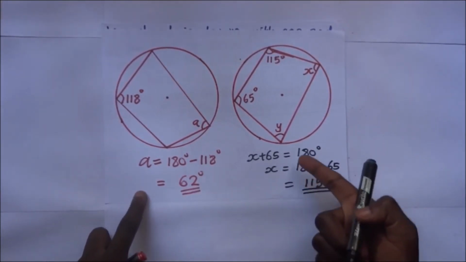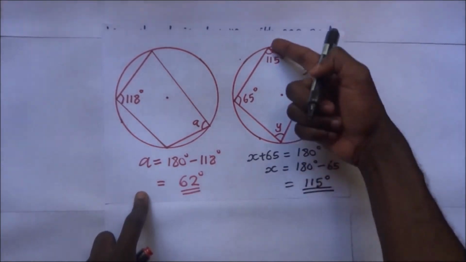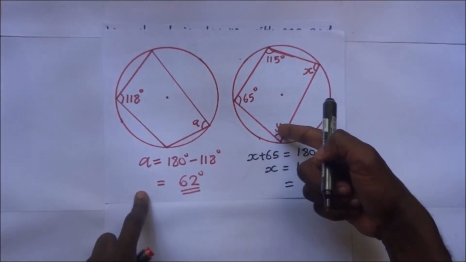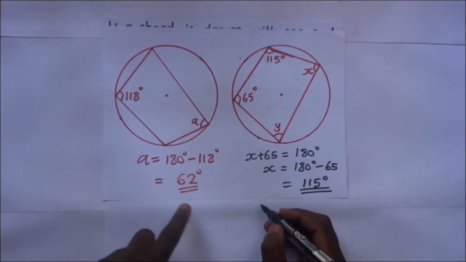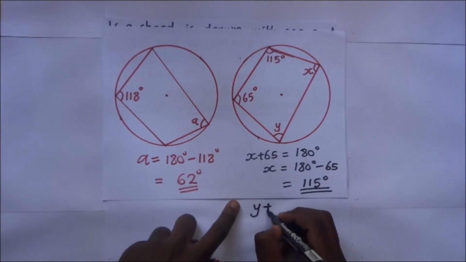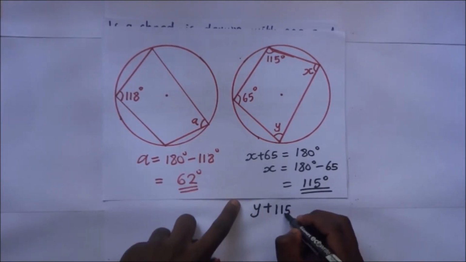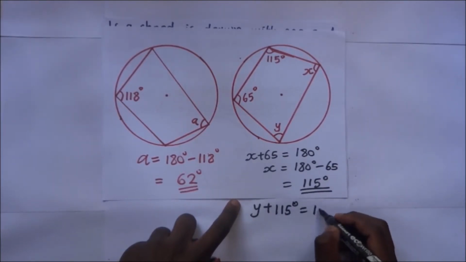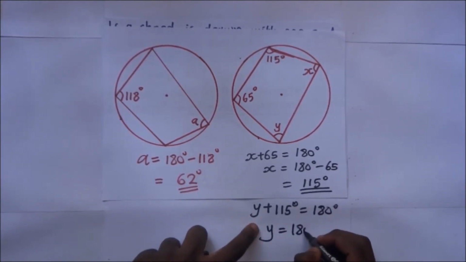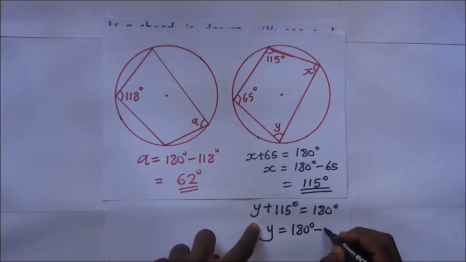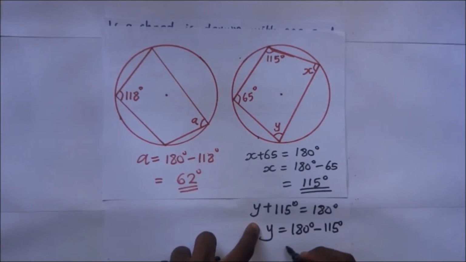Likewise, looking at this other cyclic quadrilateral, y plus 115 degrees is supposed to be equal to 180 degrees. So we shall say y plus 115 degrees is equal to 180 degrees. y will be 180 degrees minus 115 degrees. So we shall end up with our value of y as 65 degrees.